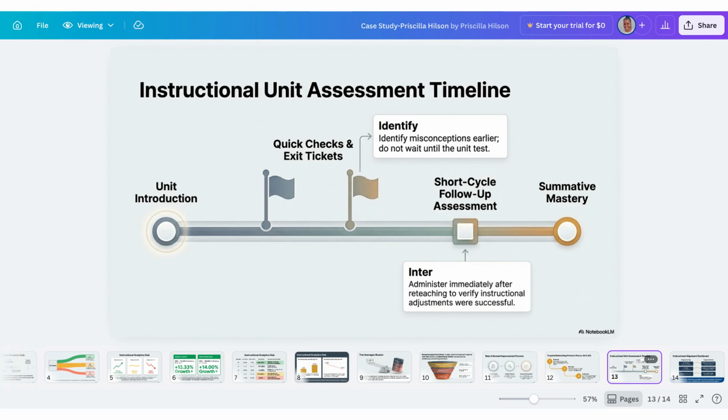So this is the instructional unit assessment timeline. Moving forward, adjustments need to be made to the assessment timeline. They will need to implement quick checks and exit tickets to identify those misconceptions early. They may even need to follow up with short cycle follow up assessments that can be administered immediately after reteaching, just to verify that the instructional adjustments were successful before they do the final summative mastery check.